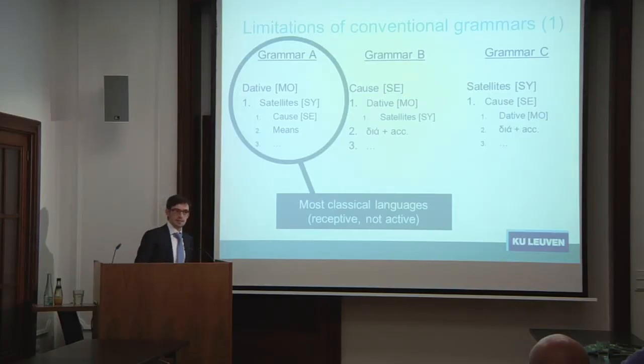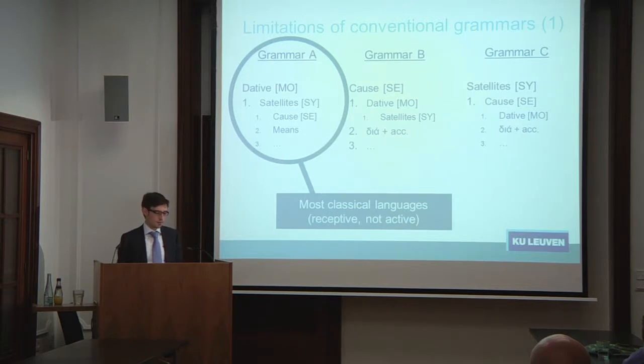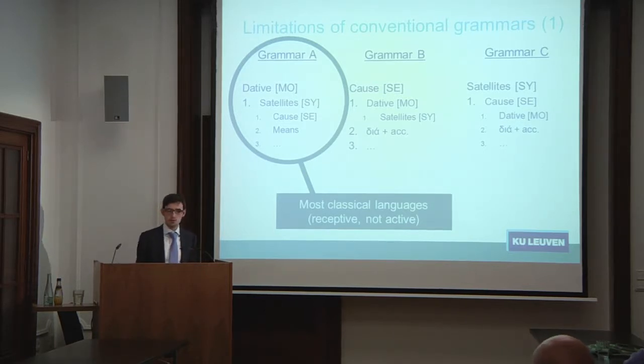The main reason for this is that students of classical language are expected to acquire receptive rather than active language skills. They have to learn how to read ancient texts and not really how to speak ancient languages. The disadvantage of this model is that it doesn't necessarily give a good insight into how language works. Because students will be able to give you a list of all the usages of the dative, but they won't necessarily know what all the means are to express cause in ancient Greek.